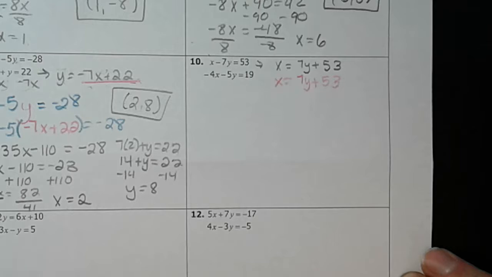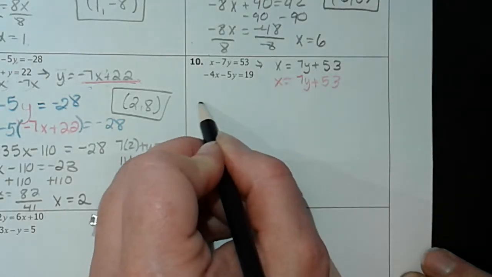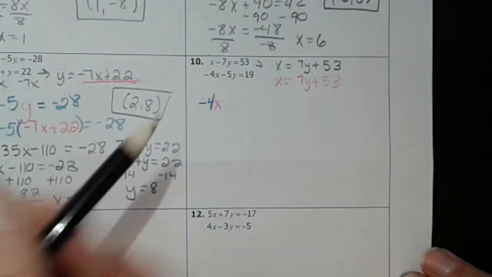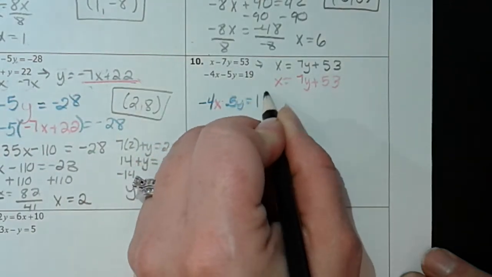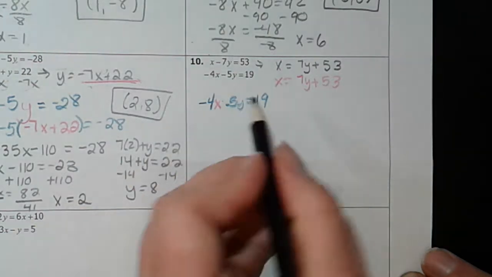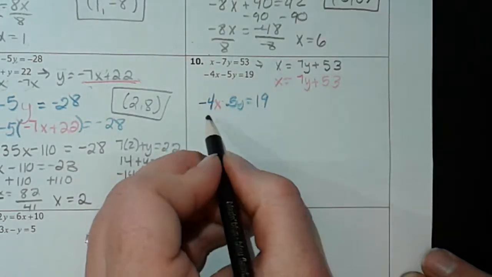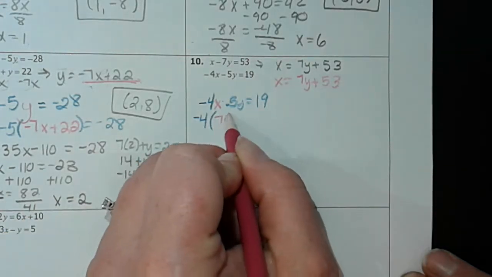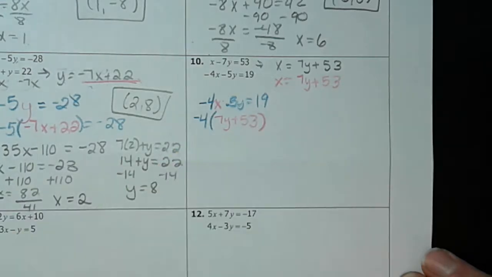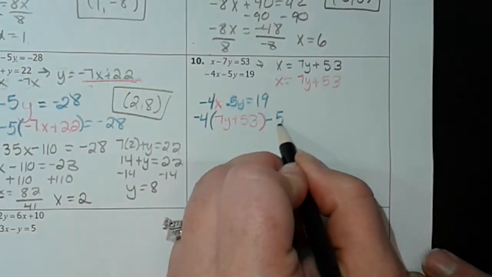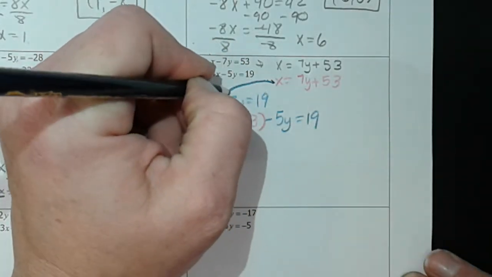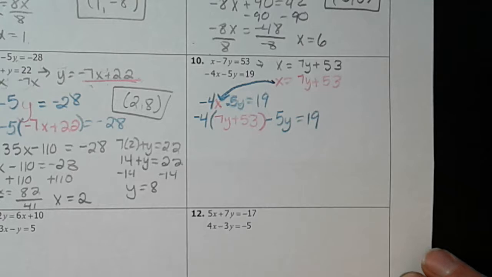So anytime we see an x, we can put in 7y plus 53. So we have negative 4x minus 5y equals 19. So where we see that x, let's go ahead and put in 7y plus 53. So negative 4 times 7y plus 53, minus 5y equals 19. So literally we just took this and plugged it in right there. Now let's go ahead and solve it.